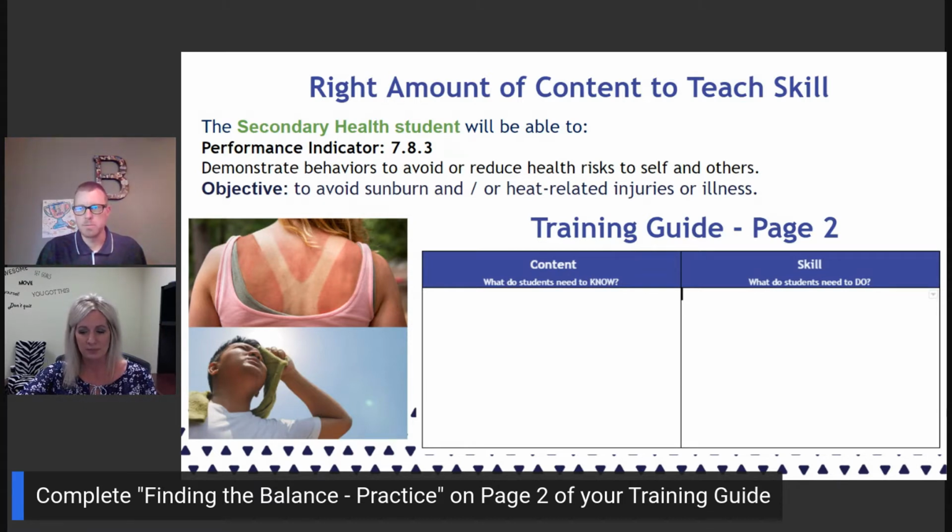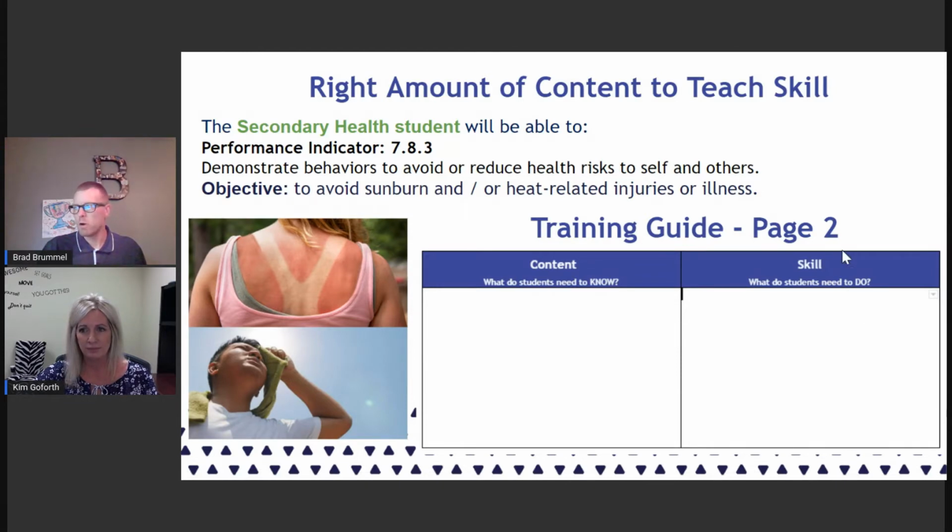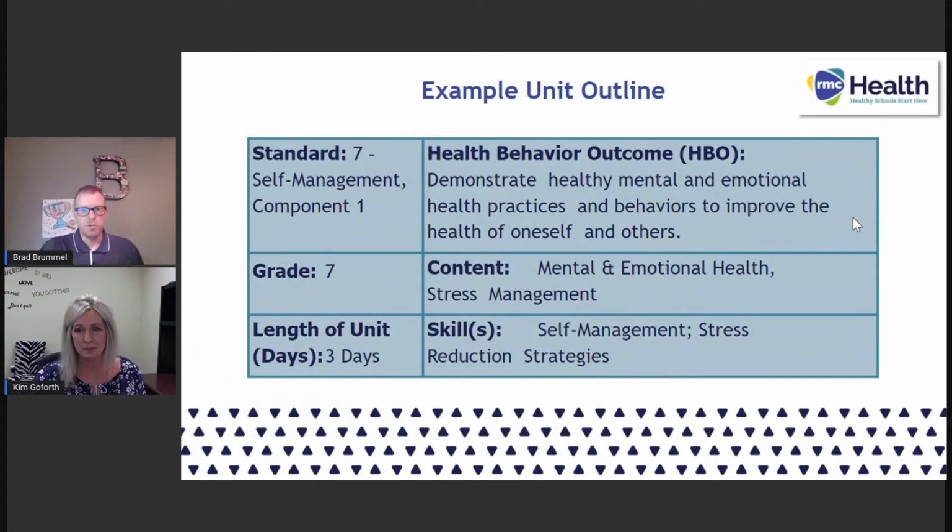So moving on, we're going to show you a couple examples of a unit outline of a content-based health education unit outline from RMC Health, and then we'll compare that to a skills-based version. And so both of these outlines are an RMC Health outline, which their outlines are really high quality. We've really enjoyed working with them. And so both examples are going to be related to Standard 7 self-management.